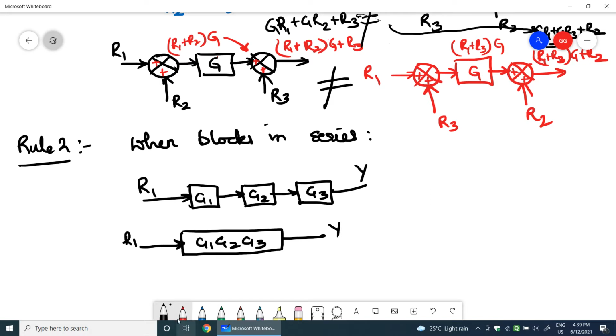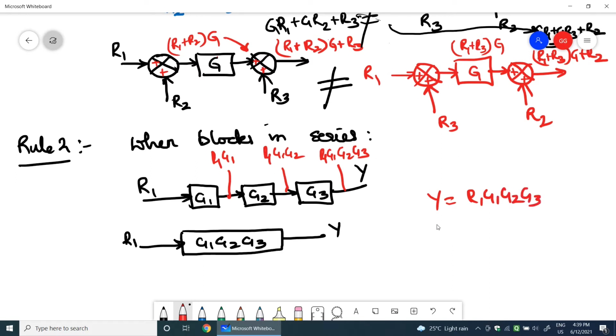Individually, here it is R1 into G1, then when it comes here it is R1 into G1 into G2, and when it comes here it is R1 into G1 into G2 into G3. So Y is exactly equal to R1 into G1 into G2 into G3. You get the same expression either way. So when you have blocks in series, you just multiply those block values. That is what we normally do.